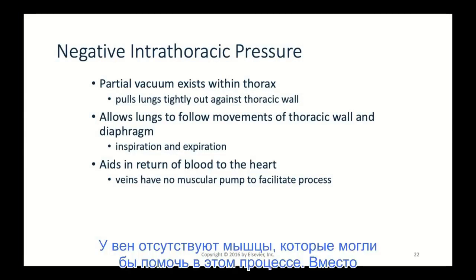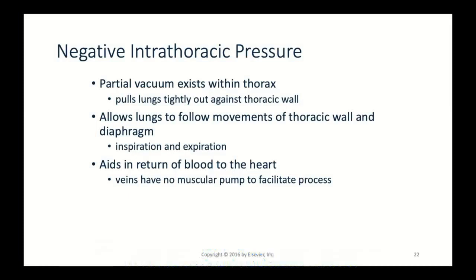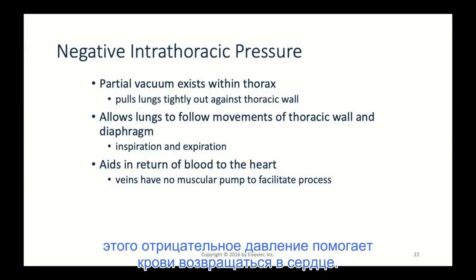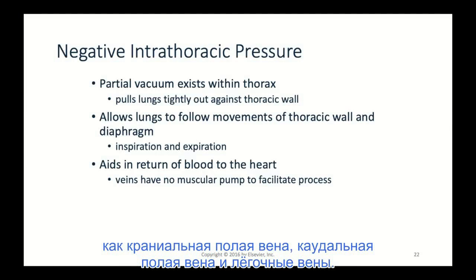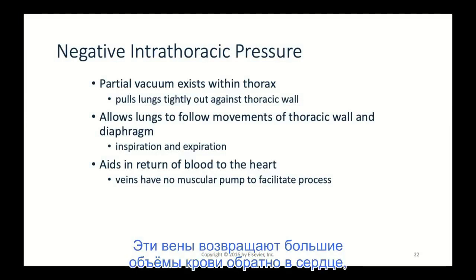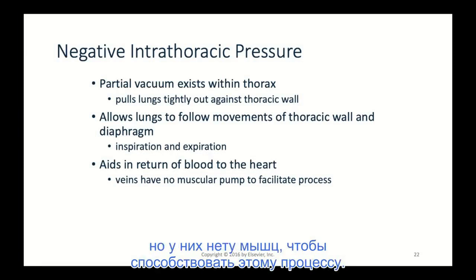The veins don't have this muscular pump to facilitate the process, so instead the negative pressure in the thorax helps return that blood to the heart. It helps pull blood into the large veins in the mediastinum, such as the cranial vena cava, the caudal vena cava, and the pulmonary veins. These veins return large volumes of blood into the heart, but have no muscular pump to facilitate that process.